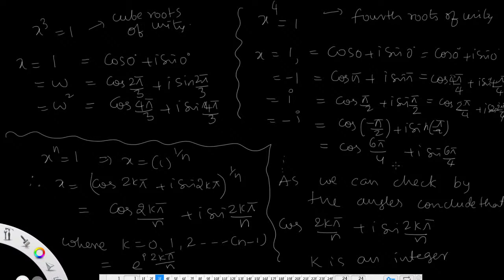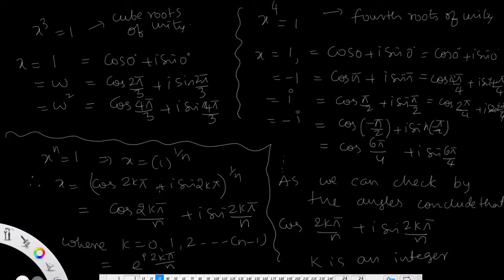Just a conclusion of the angles only. For cube roots, the angles are 2 pi by 3, 4 pi by 3, and 6 pi by 3. Here n equal to 4 means fourth roots of unity, where you get the angles 2 pi by 4, 4 pi by 4, 6 pi by 4, 8 pi by 4, like that. So we can generalize that the nth roots of unity is cos 2k pi by n plus i sin 2k pi by n, where k is an integer, taking k values 0, 1, 2, and so on up to n minus 1.